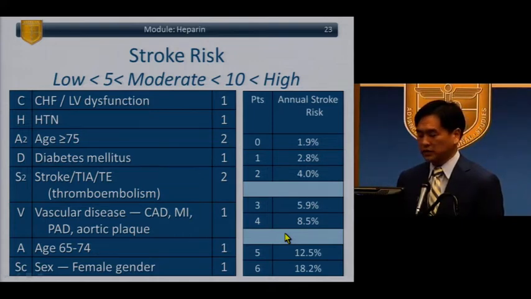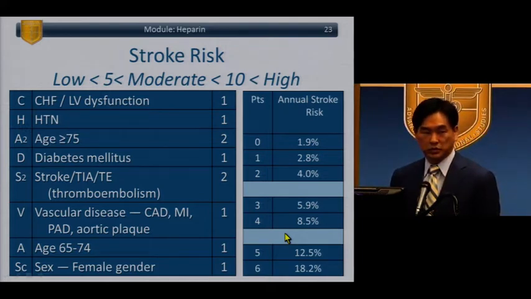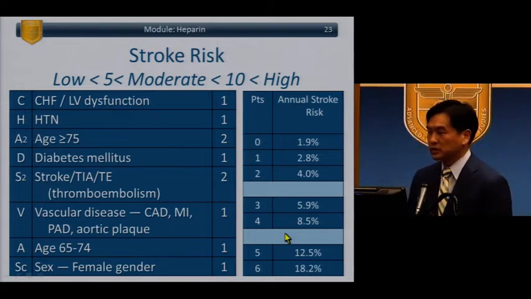And the cutoffs here are 0 to 5% for low, right? And 5 to 10% for moderate, and then greater than 10% for high. Okay, so greater than 10% increased annual stroke risk, these people are getting bridged. Less than 5% annual stroke risk, you can do routine prophylaxis, and 5 to 10% is where you use judgment.